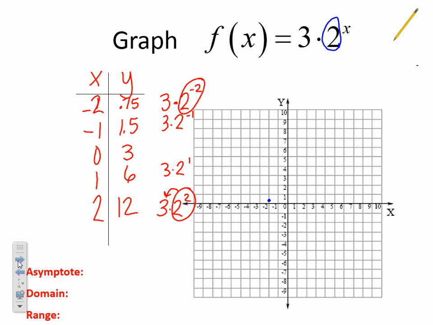So at -2, I'm up 0.75. -1, I'm up 1.5. 0, I'm all the way up to 3. 1, 6. And 2 off my graph at 12. So this is that sort of swooping idea. It's definitely growing really rapidly there on the right-hand side.